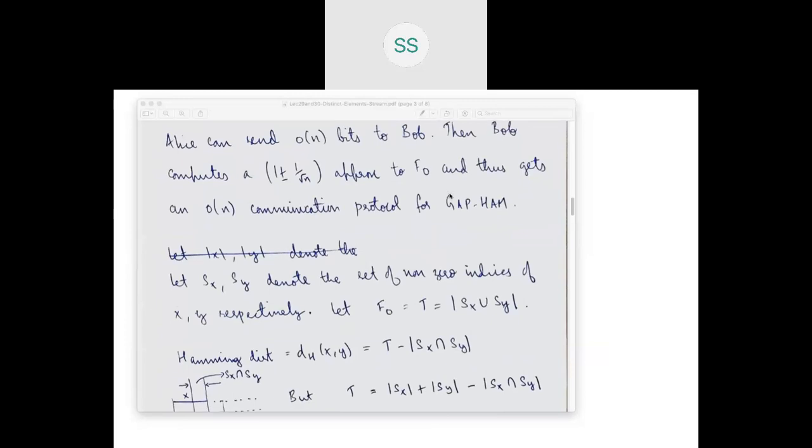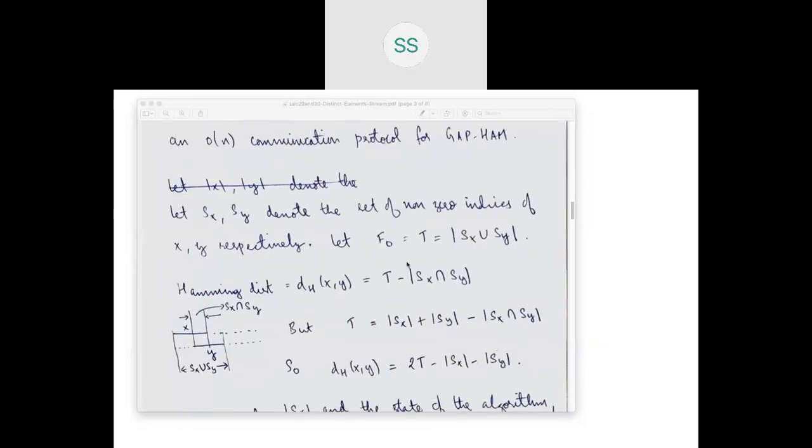And why do these relations exist? This is because f0, which is the frequency moment, is the size of the union of Sx and Sy, denoted here, and the Hamming distance is t minus the intersection, but t also can be written as size of Sx plus size of Sy minus size of the intersection. So we can get this relation between the gap Hamming, the Hamming distance, and twice the Hamming distance and the frequency moment.